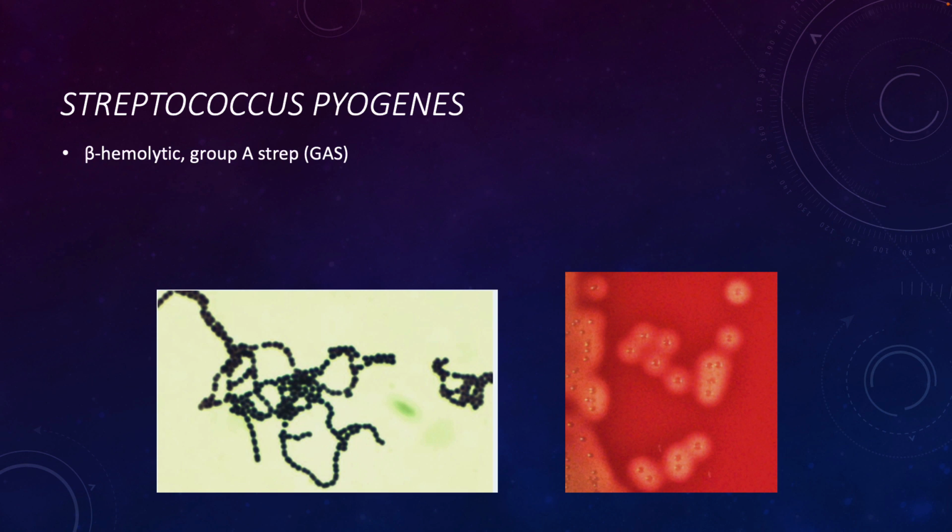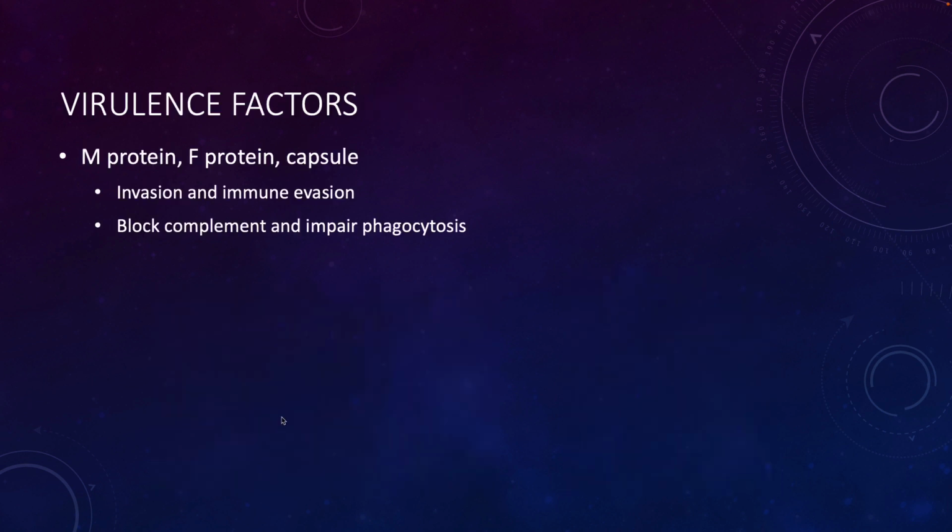Streptococcus pyogenes is also known as group A strep, sometimes abbreviated GAS. Remember, we talked about on the previous slide those Lancefield groupings, A through W. This one is A. It has a handful of virulence factors that help with both invasion and immune evasion. We have M protein, F protein, and capsule. Those also help to block complement deposition and impair phagocytosis. So these virulence factors help protect it from the innate immune system.